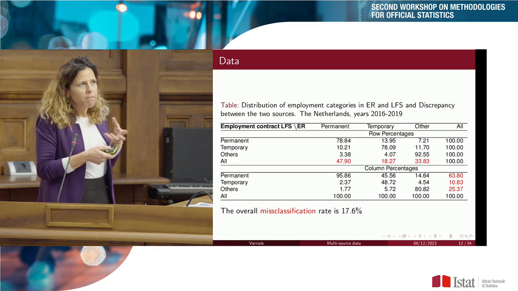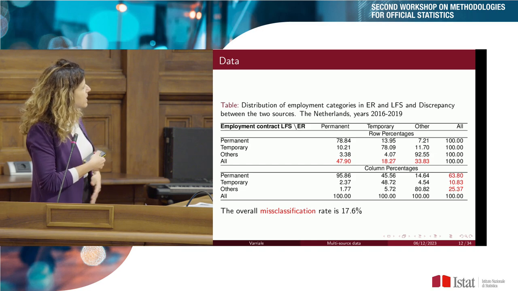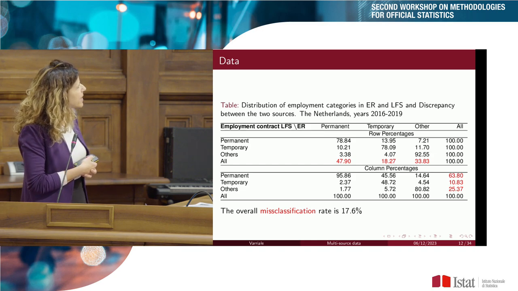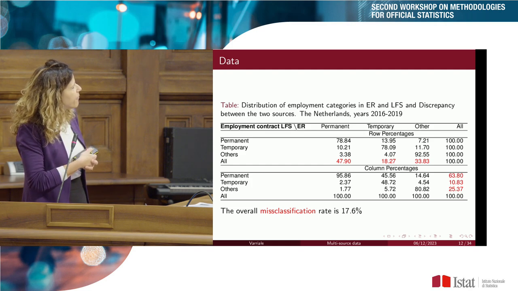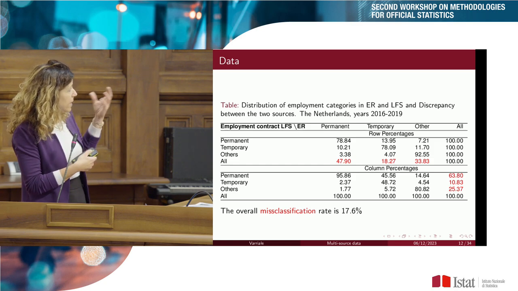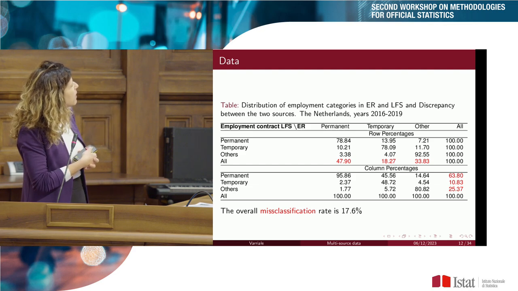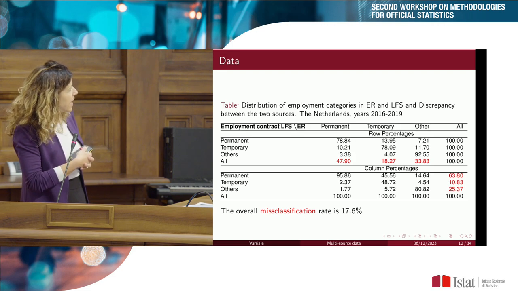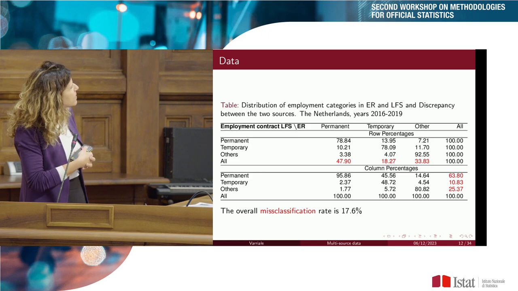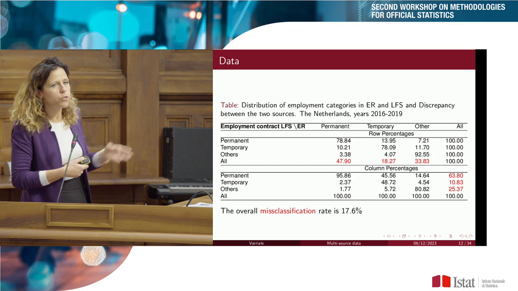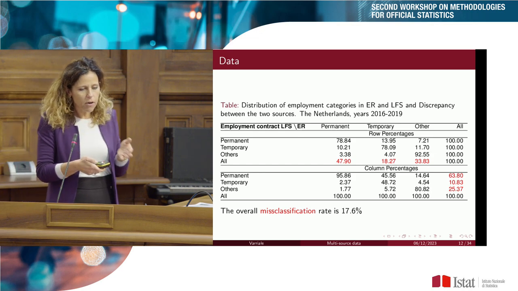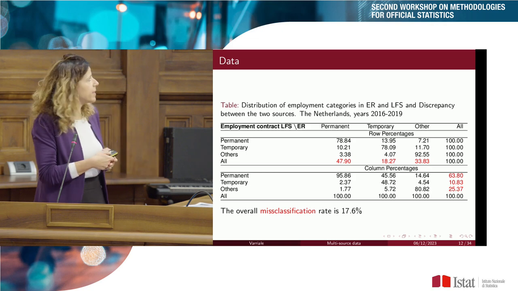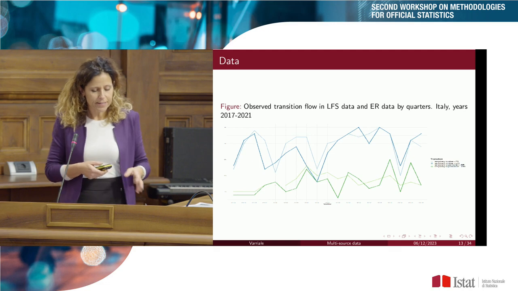In the Netherlands, the problems are a bit higher, because the total misclassification rate is more or less 18%, and also the marginal distributions are different. We still have problems on the temporary category. So for example, if you look at the temporary category in the labor force survey, not every time is it observed as a temporary category in the employment register. But we also have a bit lower percentages on the diagonals for the permanent contract. So there is a problem also for the permanent category that we didn't observe in the Italian data.